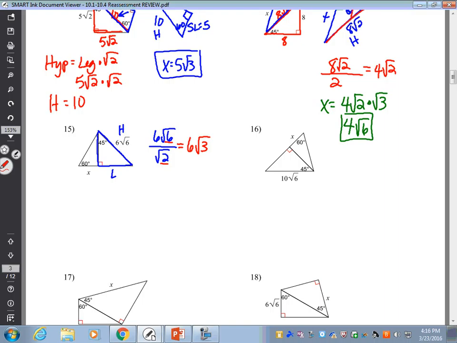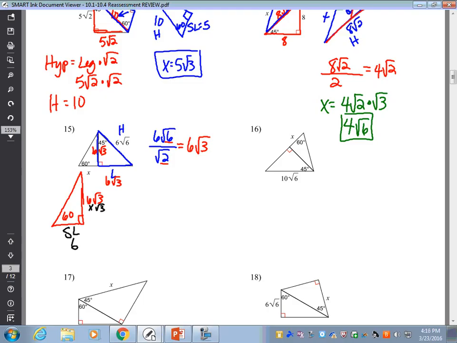So that tells me both legs are 6 square root of 3, which is now the leg in the 30, 60, 90. So I want to get to the short leg. Well, if it's 6 square root of 3, then the short leg is 6. And that's all we needed, was the short leg. Then that's for the hypotenuse.